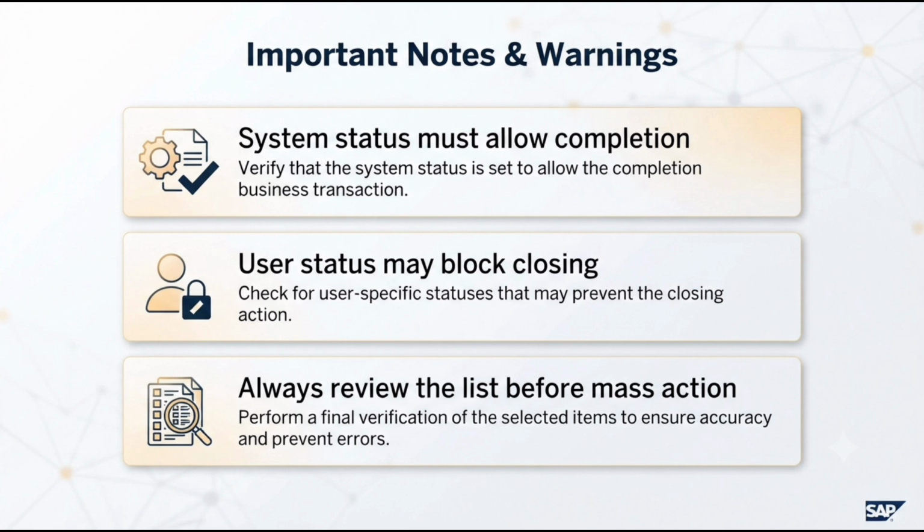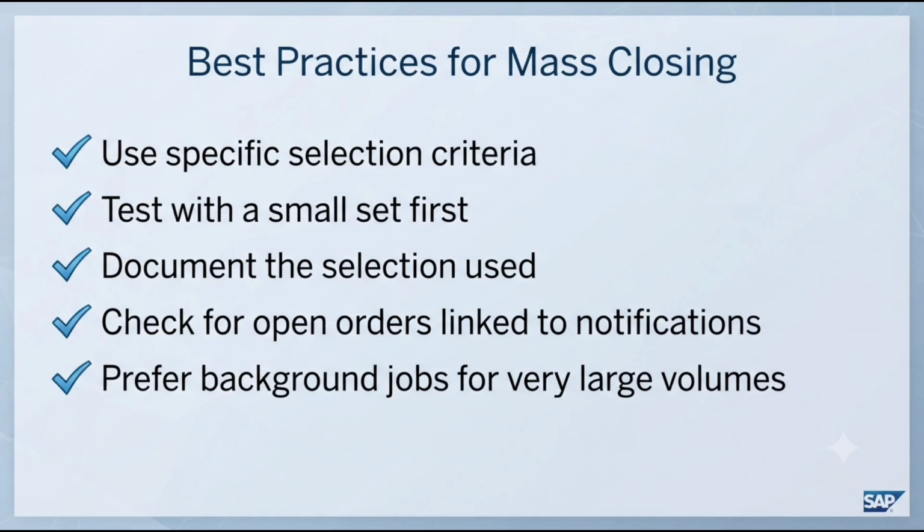Fourth, if notifications are linked to open maintenance orders, closing them may affect order processing depending on your system configuration. Being aware of these points helps you avoid errors and ensures clean data after the mass closing run. Follow these best practices for reliable results.